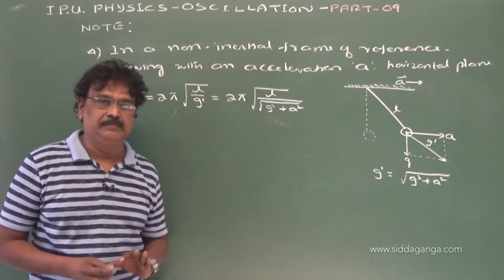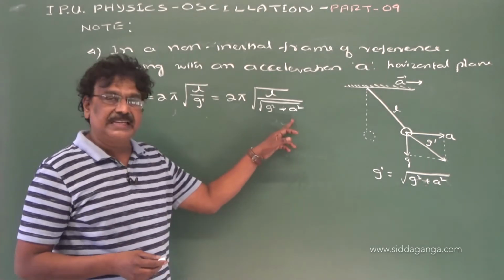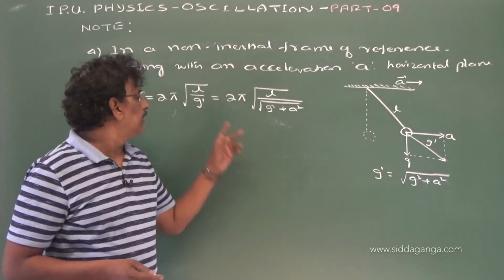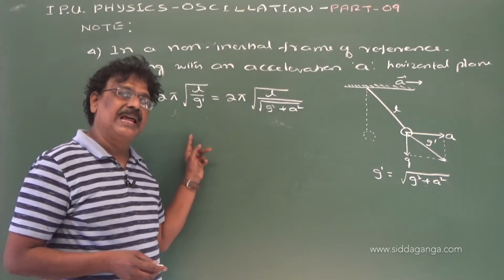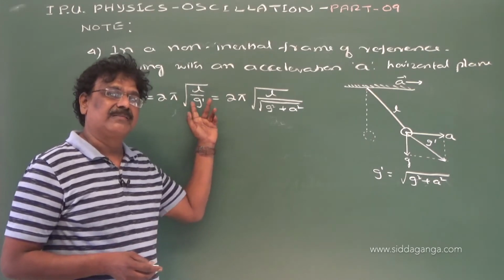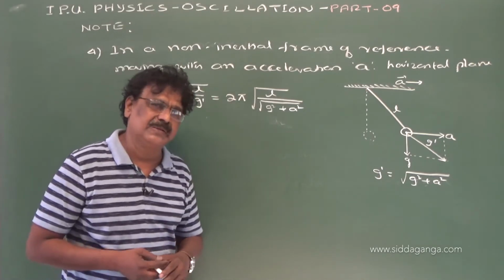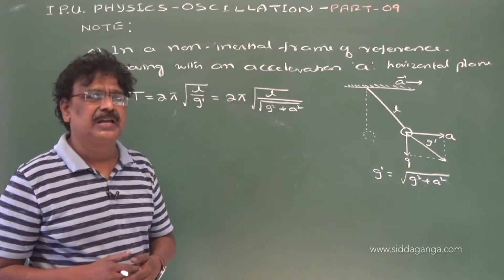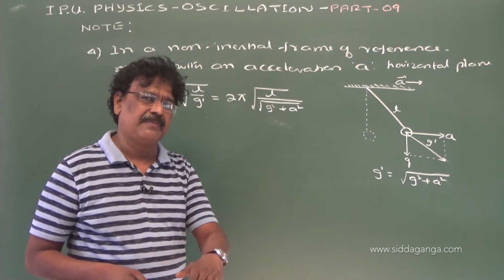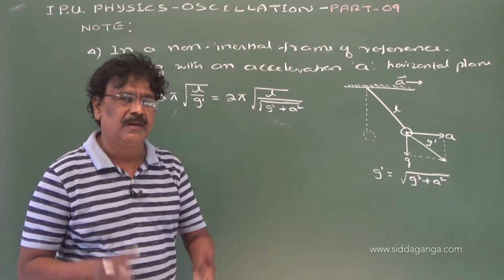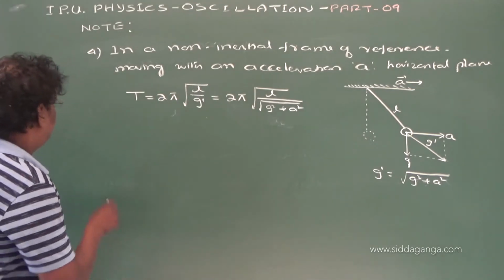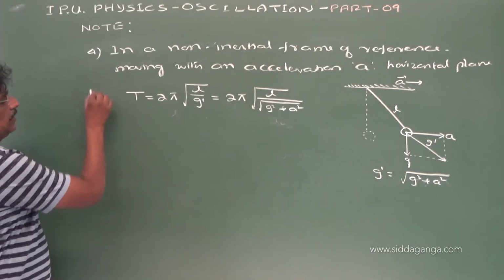Now from this one, as acceleration increases, the value of g dash increases, right? Then the period of oscillation decreases. That means to say, in a non-inertial frame, the period is less. In an inertial frame, the period is more, for a given simple pendulum. Now we take another case here.